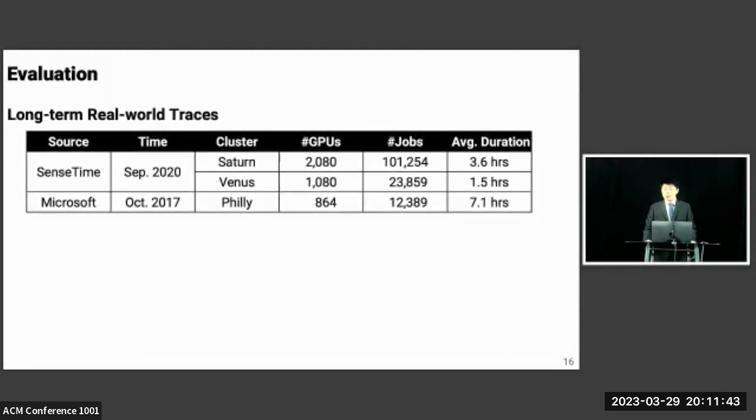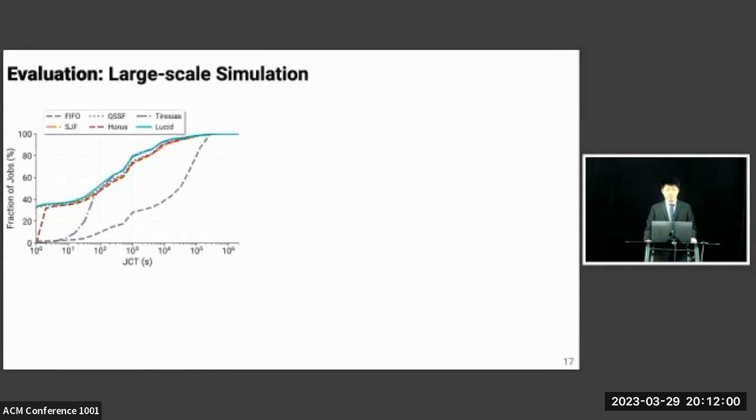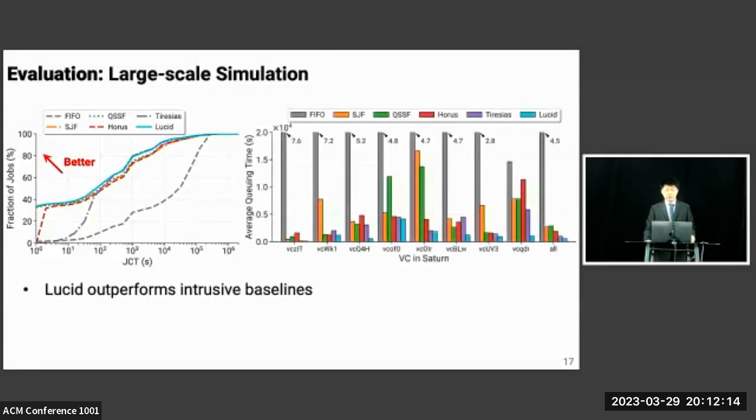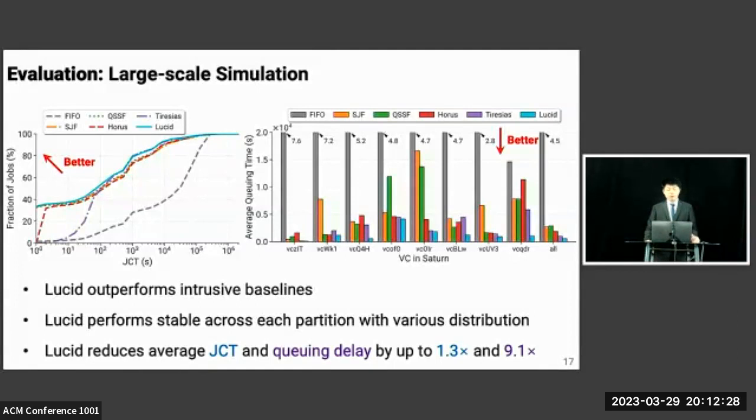In our evaluation, we adopt three long-term real-world traces from SenseTime and Microsoft. They have over 10,000 jobs. We use training workloads from various domains, including CV, NLP, RL, and recommendation. We perform large-scale simulation based on these traces. The figure shows the CDF of job completion time, and we can see Lucid outperforms the baselines. We've also evaluated Lucid's queuing delay across different virtual clusters. We find Lucid performs stably across the various workload distributions. Overall, Lucid reduced average JCT and queuing delay by 1.3 times and 9.1 times respectively.